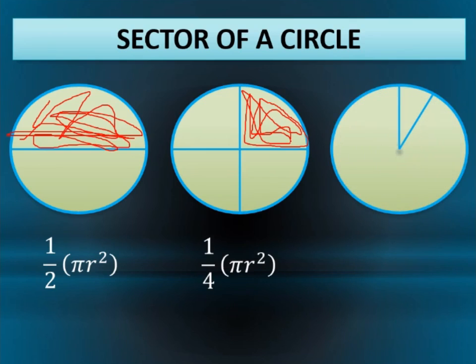Let us see another part of the circle. What is the area of the colored region? So these colored regions are called sectors. It is like a pizza slice. So the area of a sector is directly proportional to the angle that the arc subtends at the center.